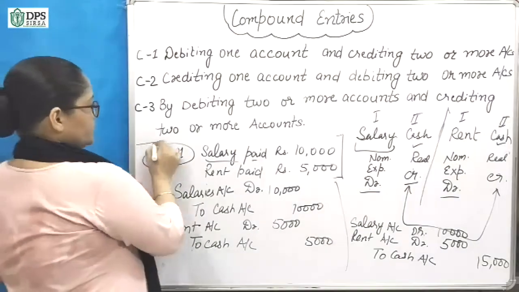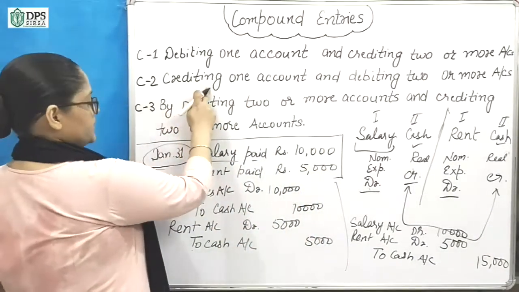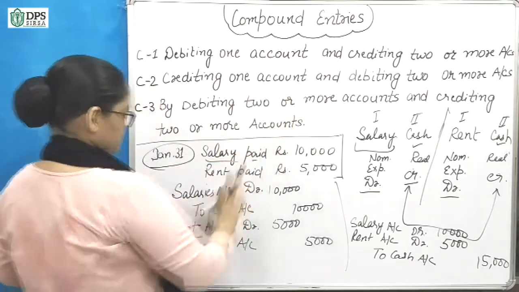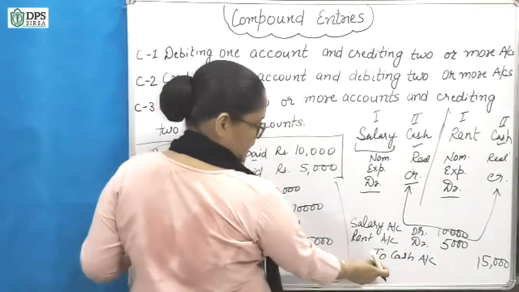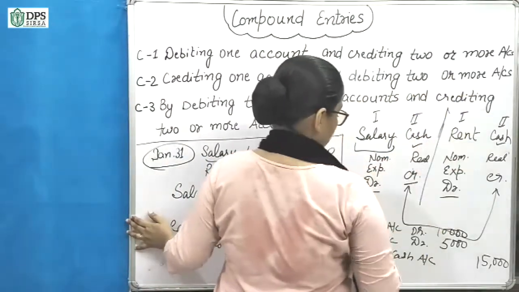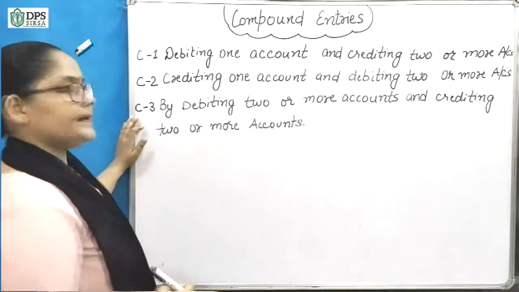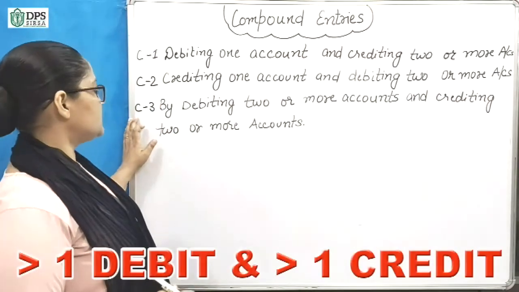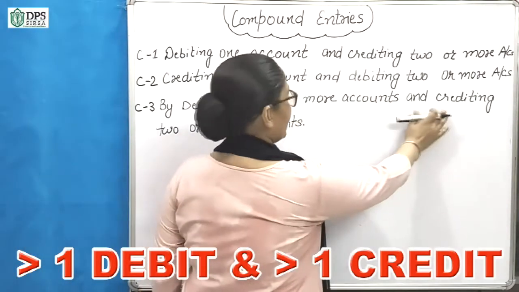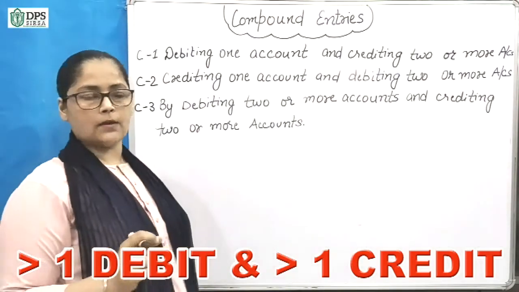So this is the case number 2. Case number 2 is crediting one account and debiting two or more accounts. So next case is case 3. In this case, debiting two or more accounts and crediting two or more accounts. So let us take an example.